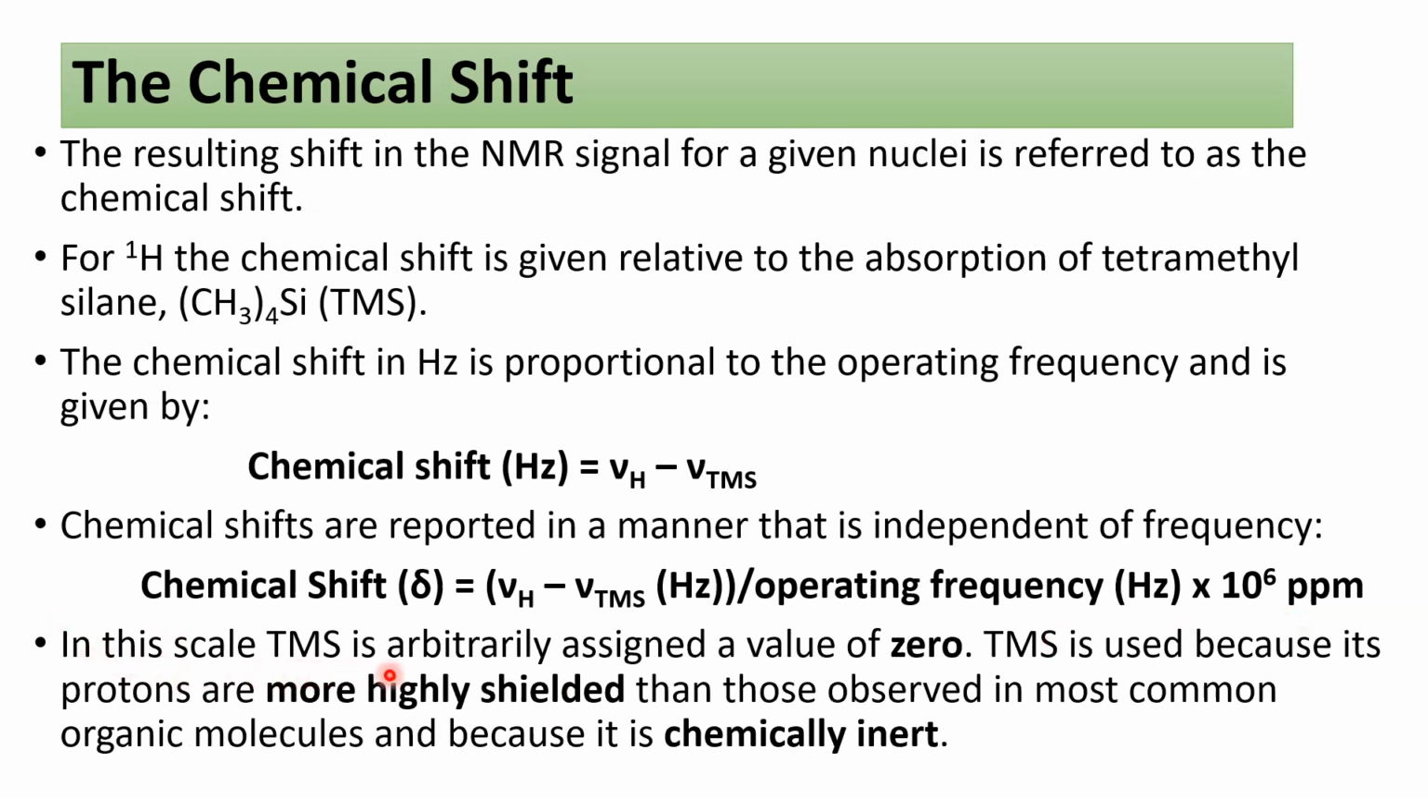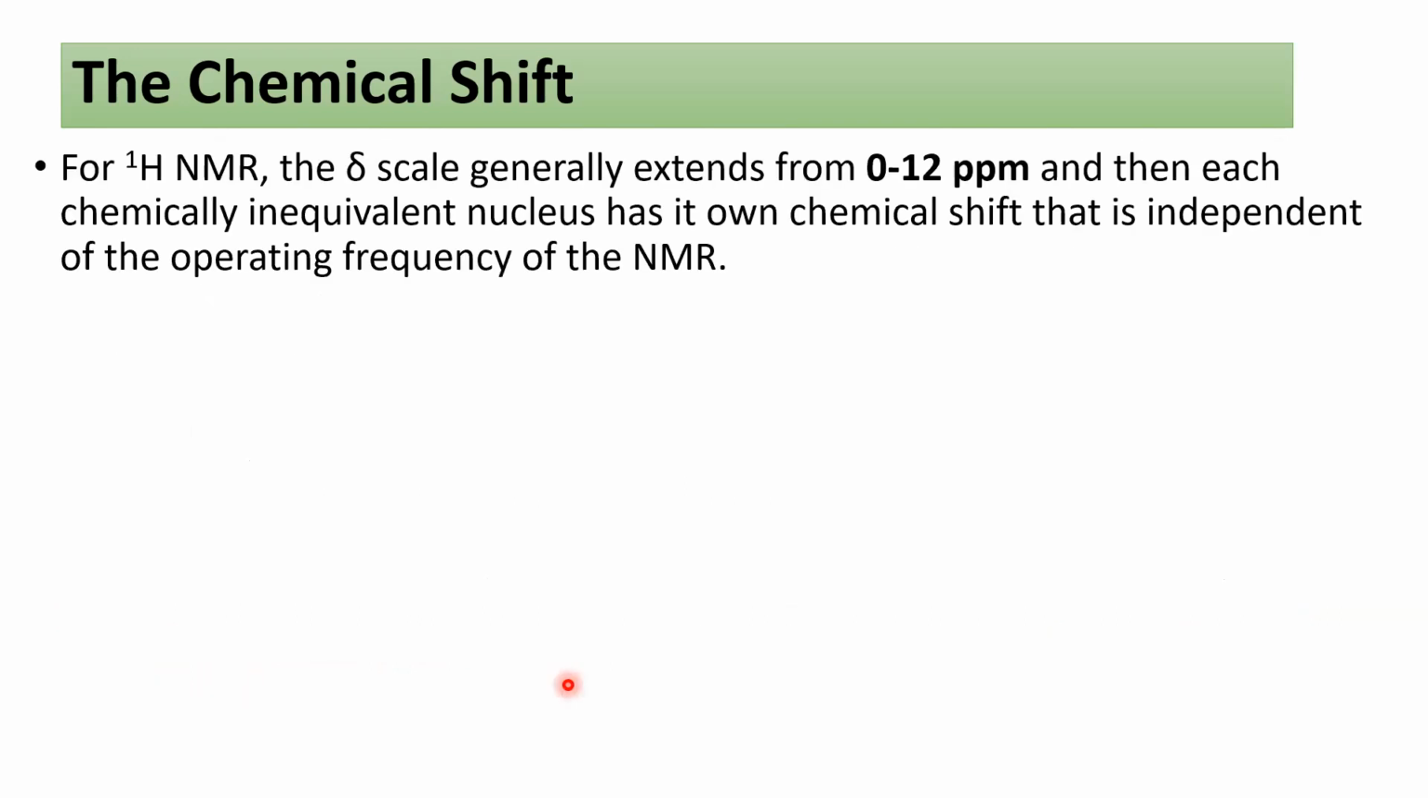Now, on this scale, TMS is arbitrarily assigned as 0 because it's inert and very shielded compared to everything else. I just use 10 to the 6 to give it a scale of convenience, all right? So ppm. Now for proton NMR, the chemical shift, which is given by delta, generally extends between 0 and 12. That's why I will not give anything up to 20, but you have examples up to 20. Each chemically inequivalent nucleus has its own chemical shift that is independent of the operating frequency of the NMR.